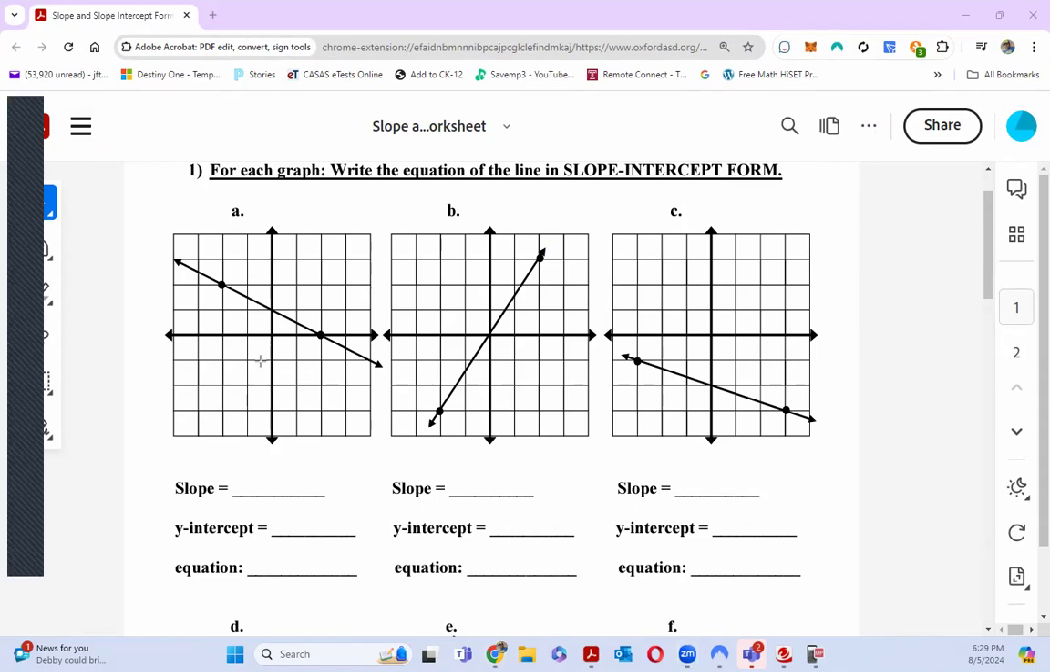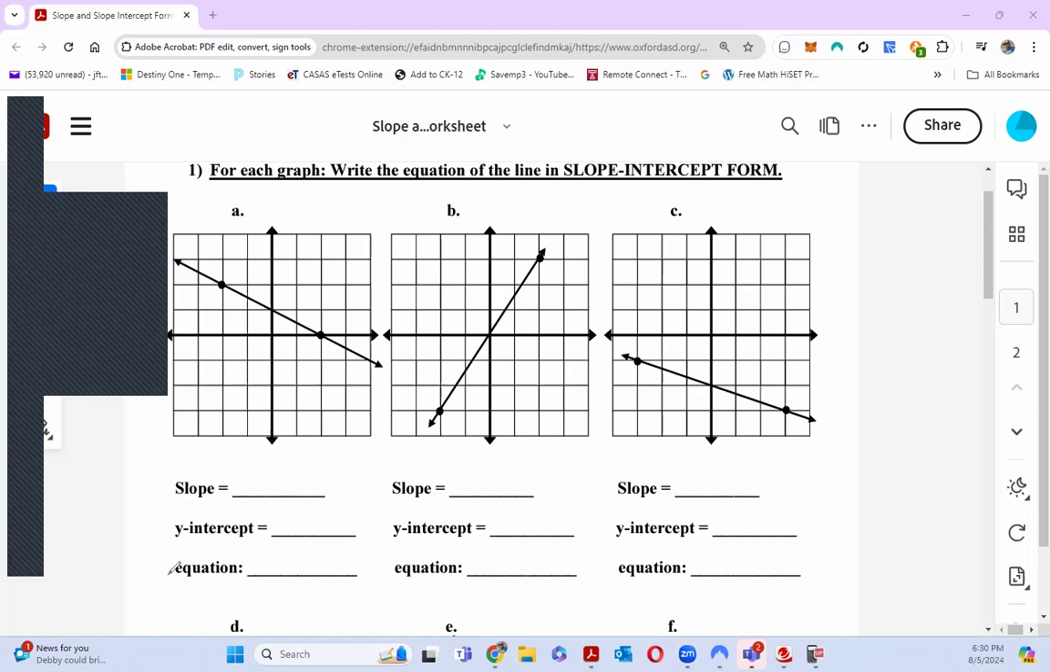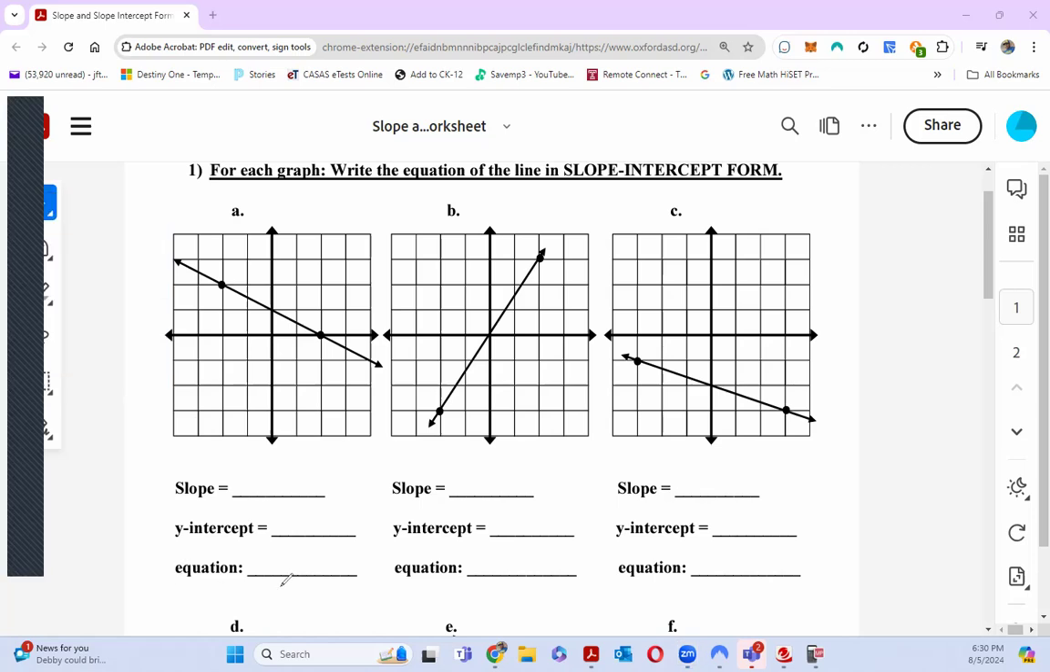For A, what is the y-intercept? What does the y-intercept mean? Can anybody answer that question? I can't remember. What is the y-intercept?